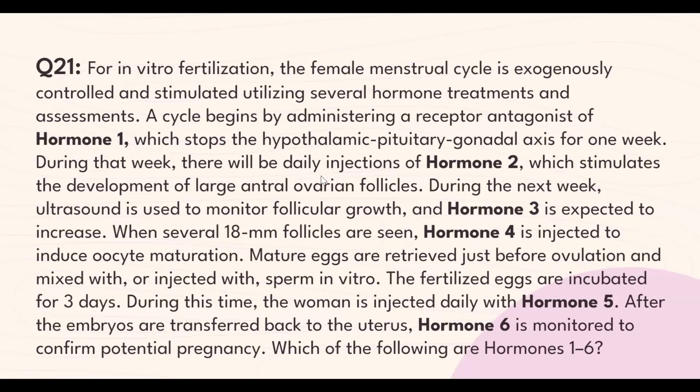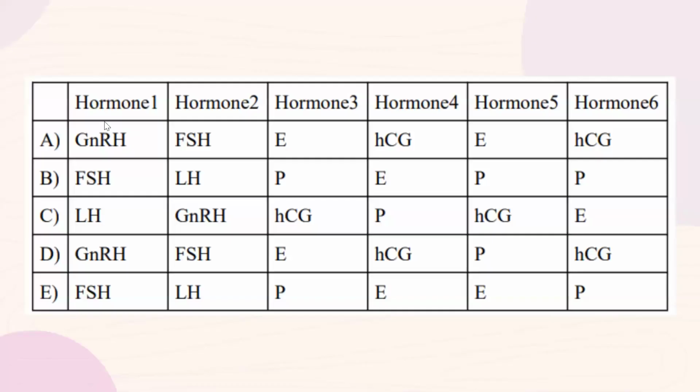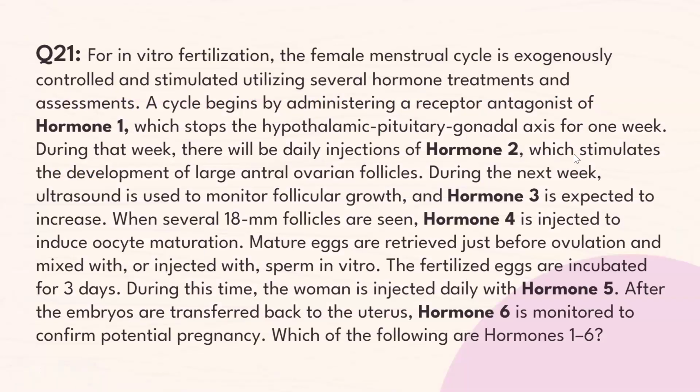During that week, there will be daily injections of hormone 2, which stimulate the development of large antral ovarian follicles. Let me just show you the question stem first. This is what the question looks like. They want us to identify which hormone is what. So hormone 1 is what, hormone 2 is what. And we can just go over it as we're reading the question, because I think that would be the easiest to decipher. So hormone 2 will stimulate development of ovarian follicles. What do you think is hormone 2?